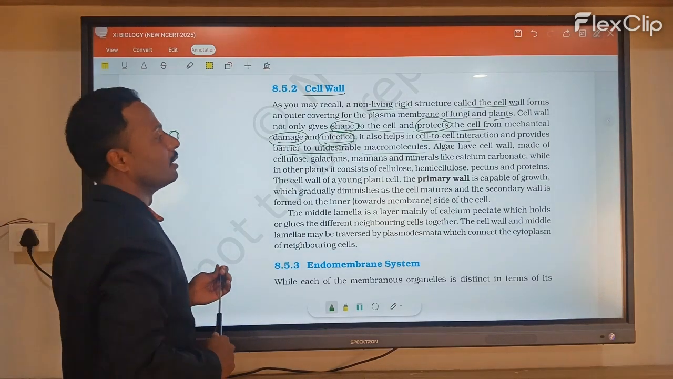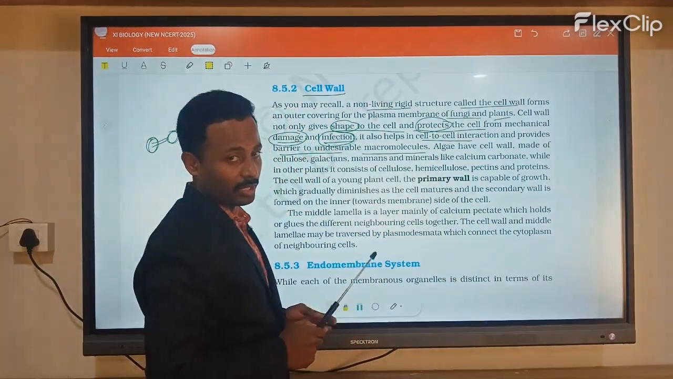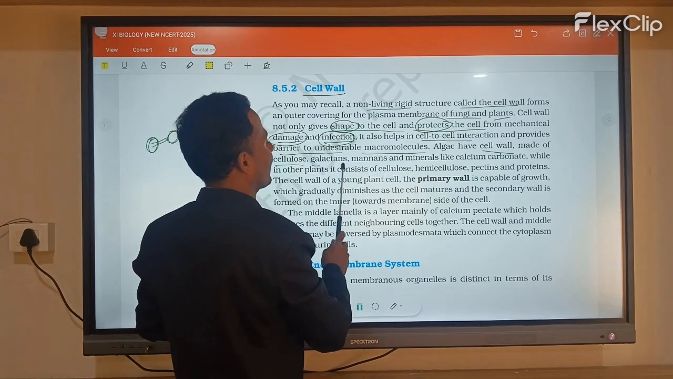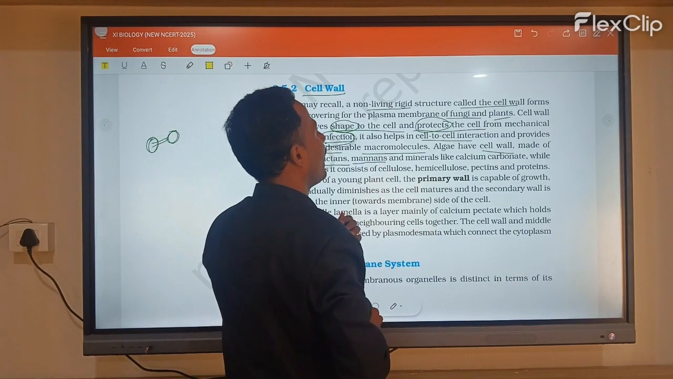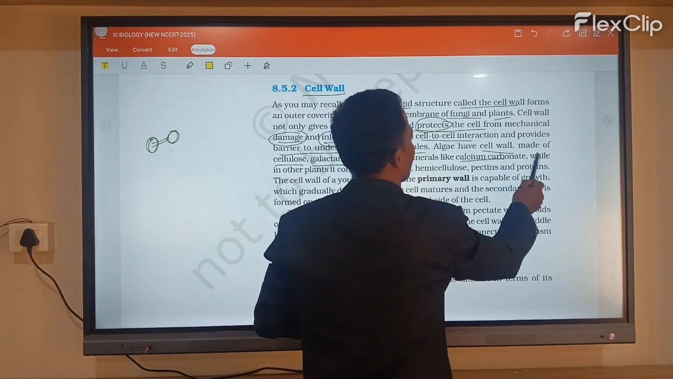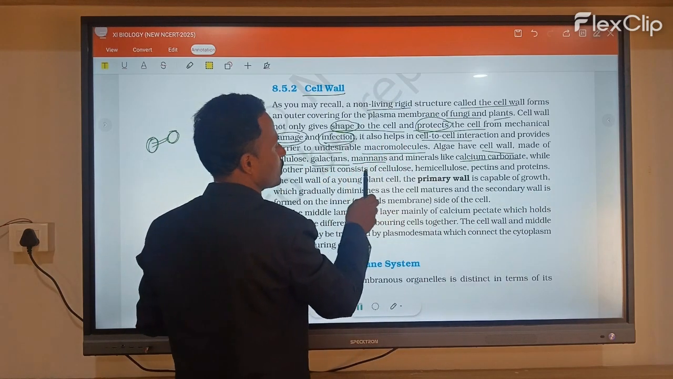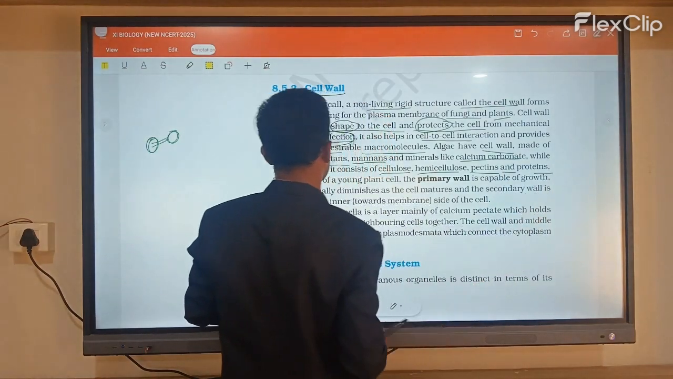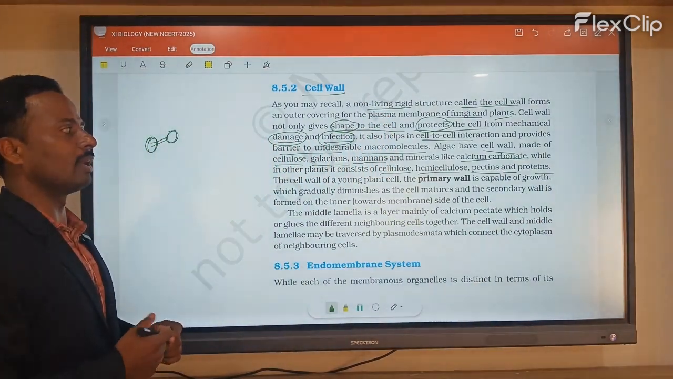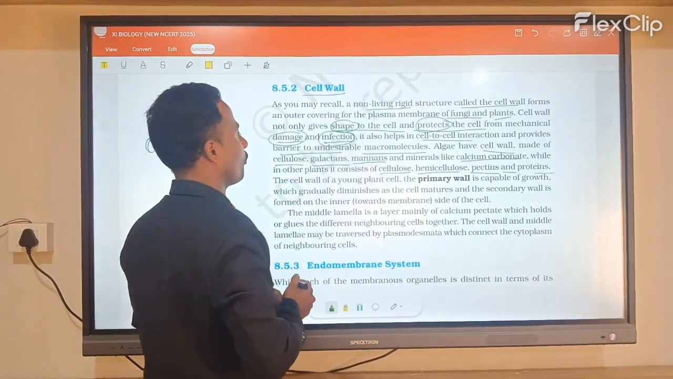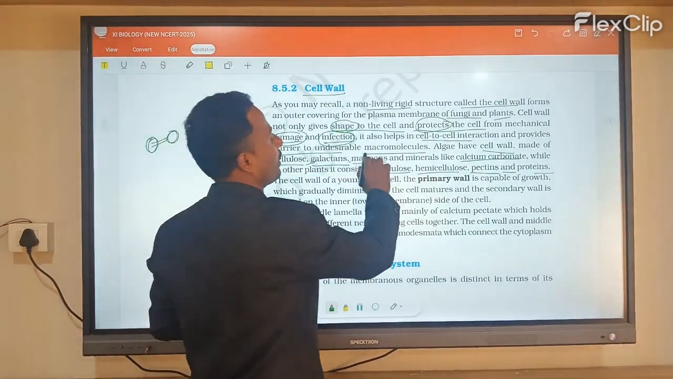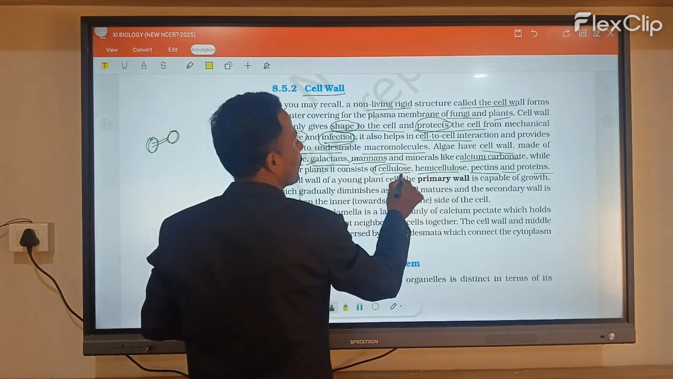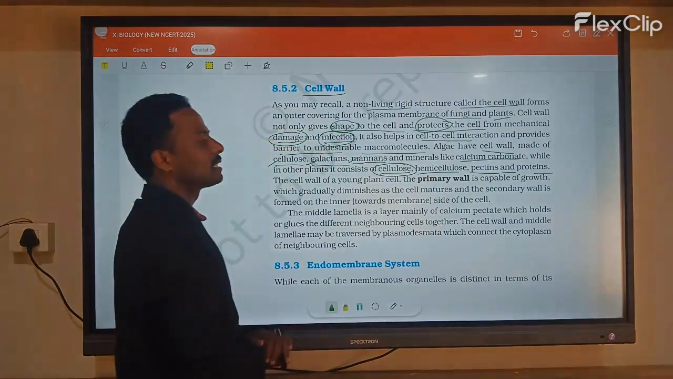And as in some previous sections, the algal cell wall is made up of what? Cellulose, galactans, mannans and minerals like calcium carbonate, while in other plants it consists of cellulose, hemicellulose, pectins and proteins.